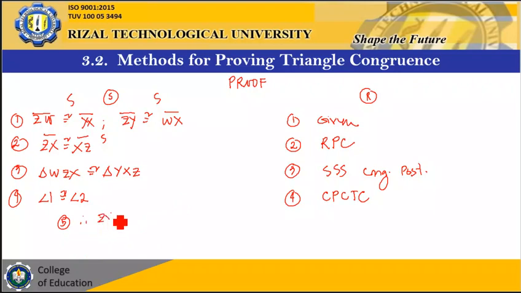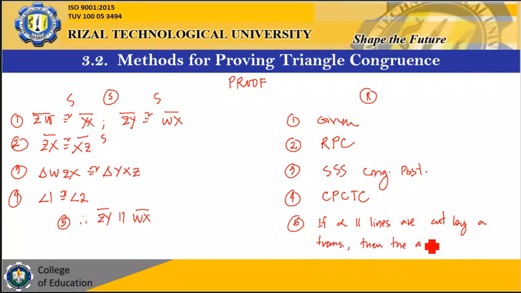So therefore, since they are already congruent as shown in statement number 4, we can now say that ZY is parallel to WX. And the reason is, if two lines are cut by a transversal and the alternate interior angles are congruent, then the lines are parallel. And this ends our proof.